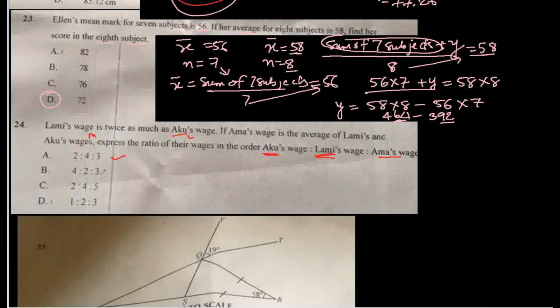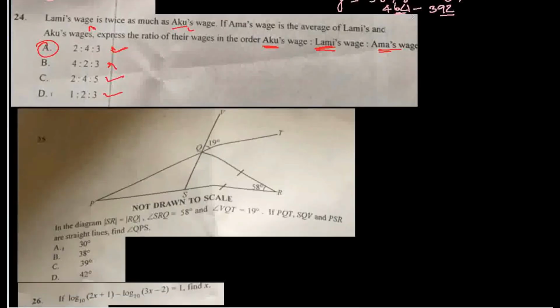So that's okay. This is not right. This is okay. This is okay. And Ama's wage should be between 2 and 4, which is 3. Yeah, A is the answer. 2 and 4 is 5. 1 and 2 is okay. So A is the answer in this case.